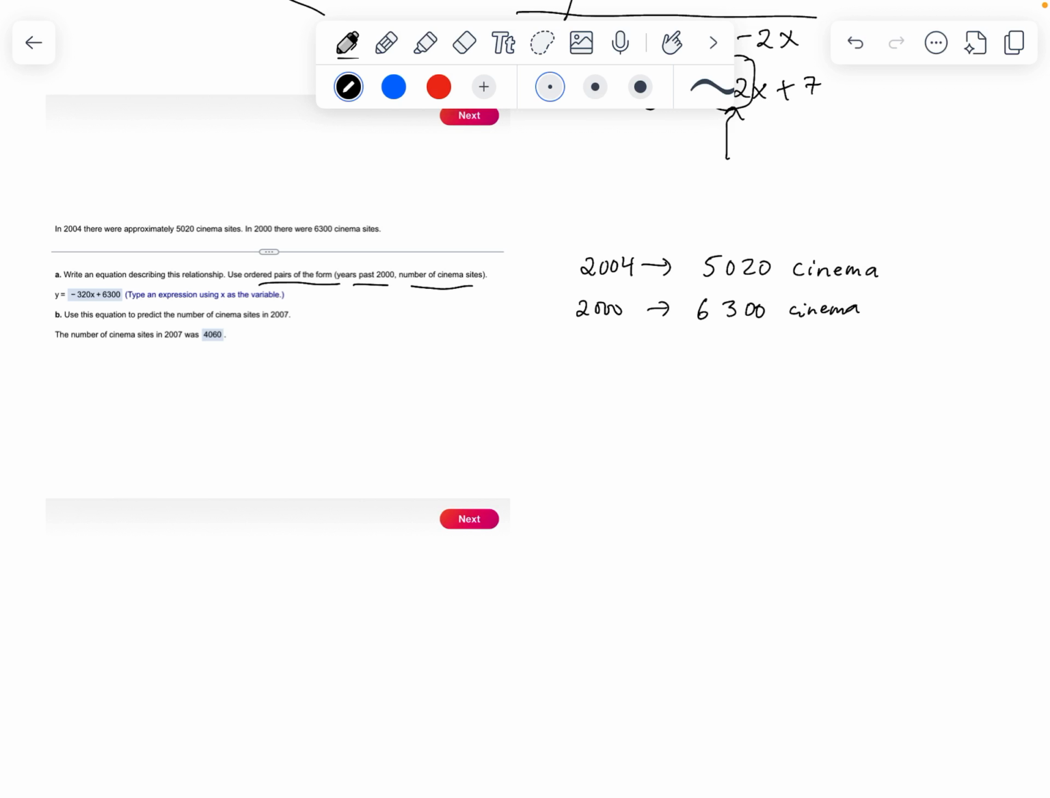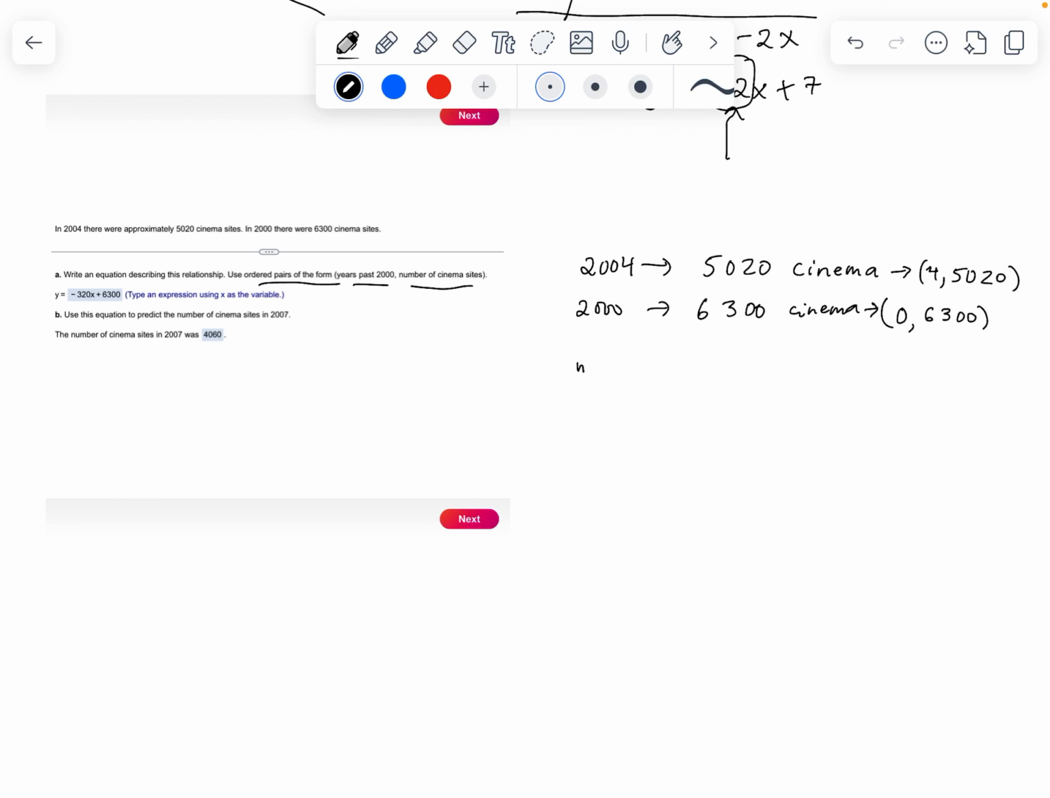So, meaning that for this first scenario, the ordered point will be 4, 5020, because the x value is how many years past the year 2000. For this second one, since we are at the year 2000, that's 0 years past 2000, and then y yields 6,300.